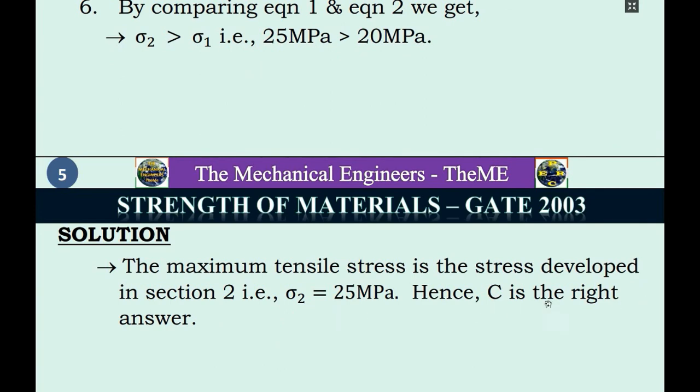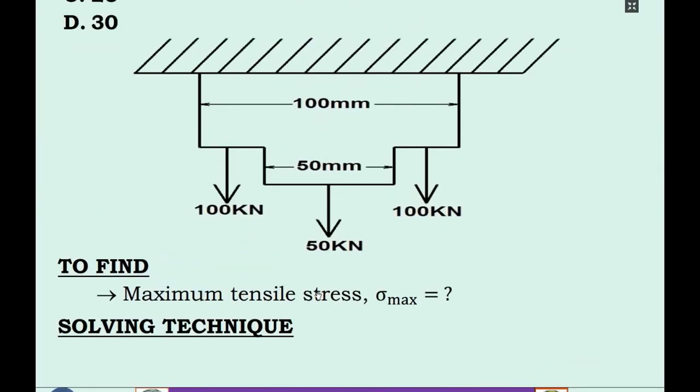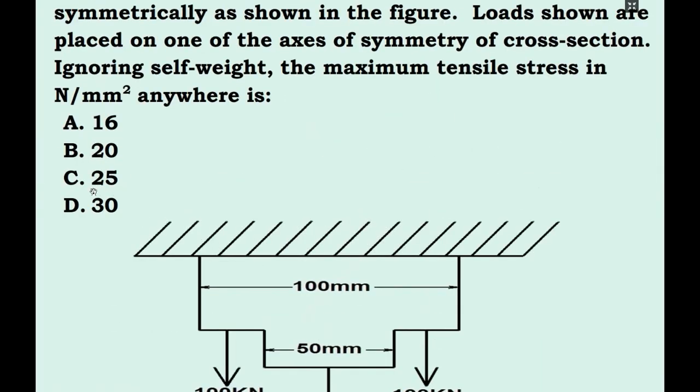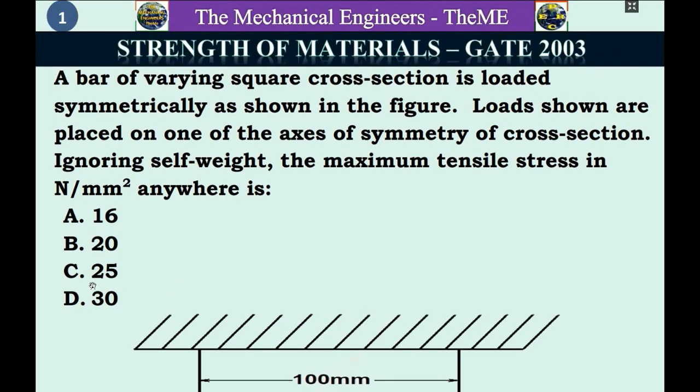So option C is the right answer. You can see here, among these four options, C holds the value of 25. So the maximum tensile stress induced in the non-uniform square bar is 25 megapascal. This brings an end to the explanation part of this problem. I hope you all have understood.